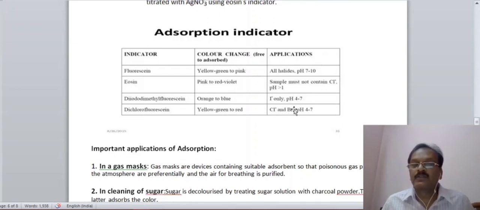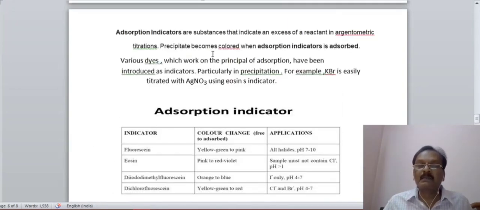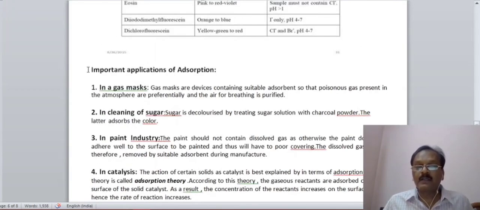So it's a very simple, elementary idea about what adsorption indicators are and what the examples are. That is more than sufficient to attend the examination. Now the last part is the study of the important applications of adsorption. We have wide applications of adsorption in different fields. I'll take only a few important applications.